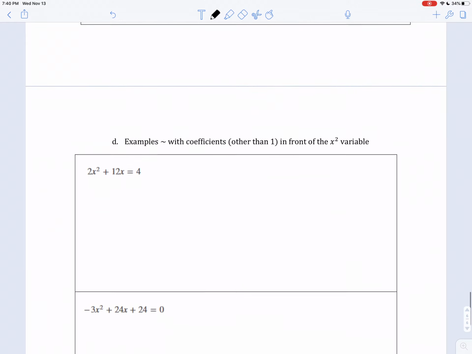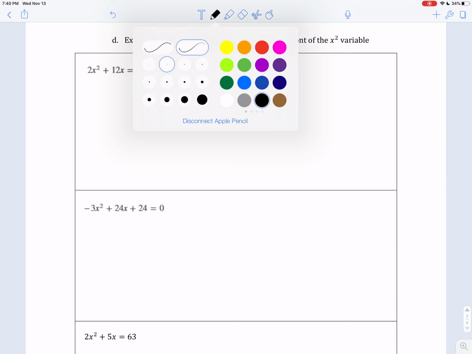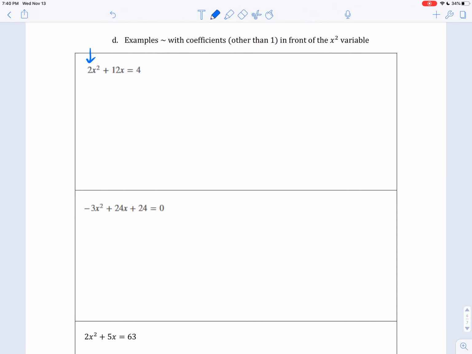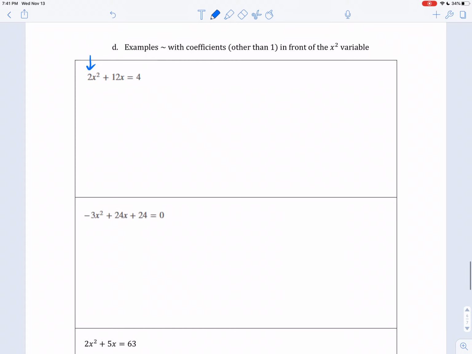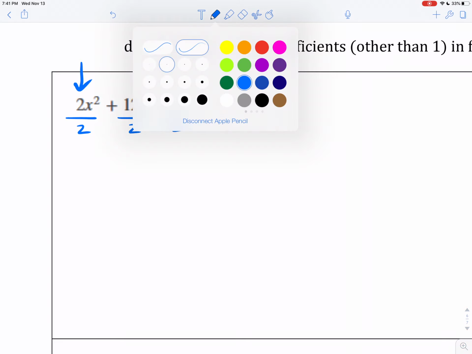I want to do one more with you here, and that is just to look at what happens if you have something other than 1 in front of the x squared. And the main thing for you to remember is you cannot complete the square if the coefficient of x squared is anything other than 1. So if you start out with an equation and you see right off the bat there's something other than 1 in front of that x squared, the first thing you need to do is divide everything by that coefficient, because you can't have that. You need the x squared to have a coefficient of 1.